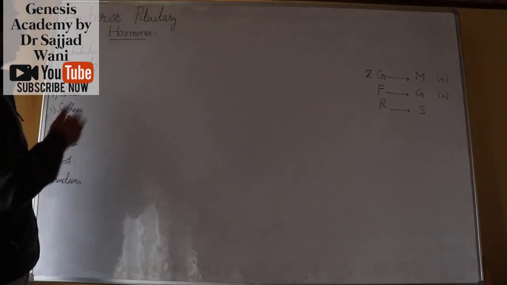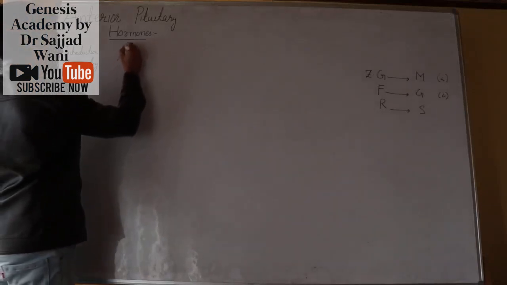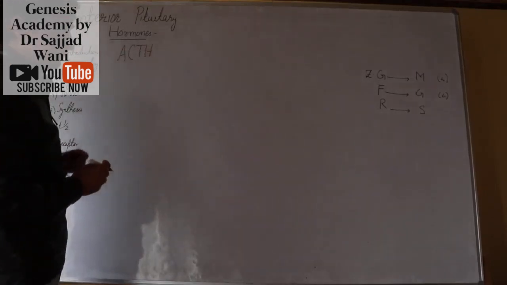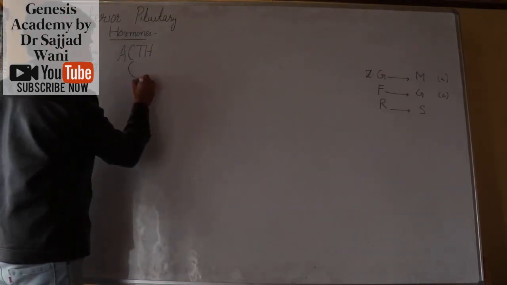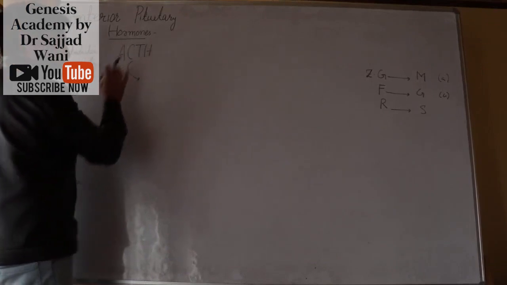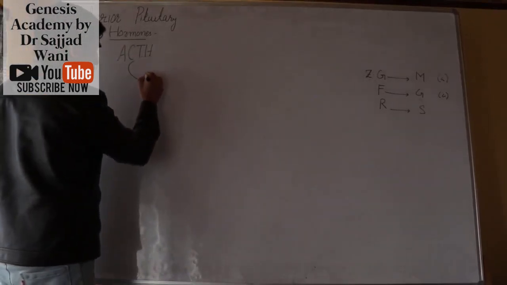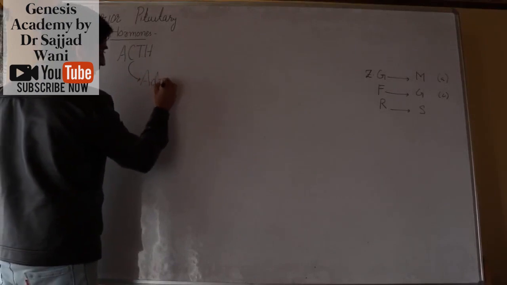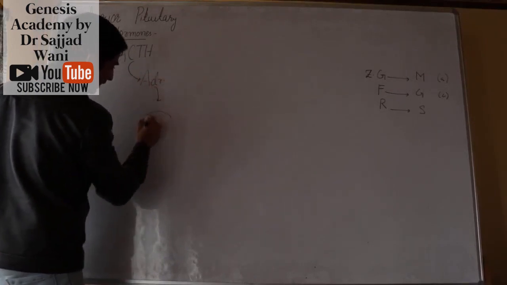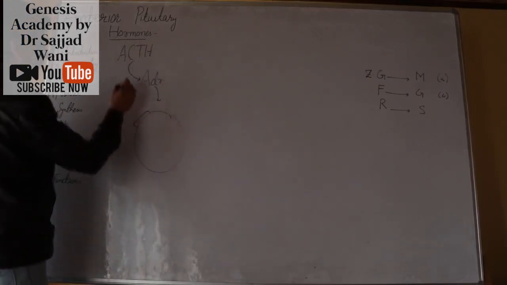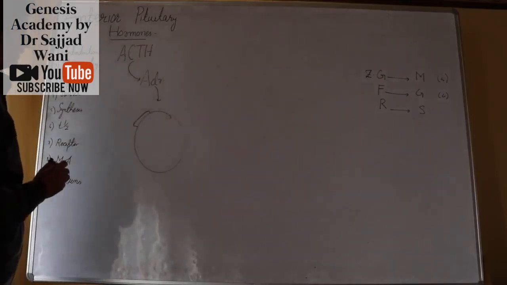I already told you in previous lectures that ACTH, adrenocorticotropic hormone, is a polypeptide. Since peptide hormones have a cell membrane receptor, this molecule also has a cell membrane receptor. So this molecule goes to the adrenal cortex, and in the adrenal cortex, the adrenal cortical cells have the surface receptors for this hormone, that is ACTH.